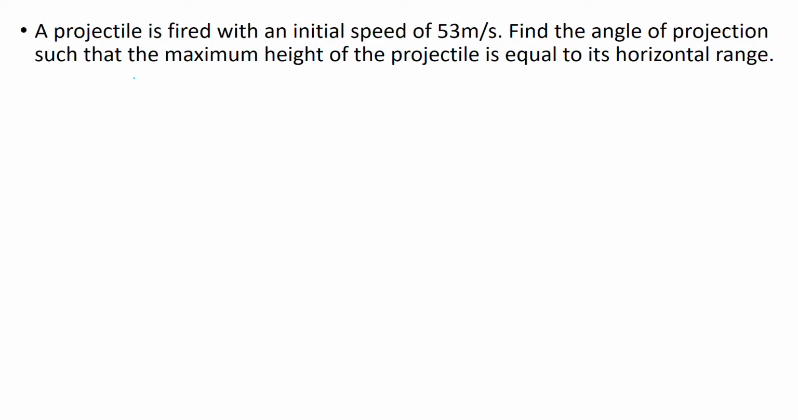So you're told you just have one piece of data. You just get the initial velocity. But with this, you can set the conditions for getting the maximum height being equal to the horizontal range, okay? So pay attention to this.